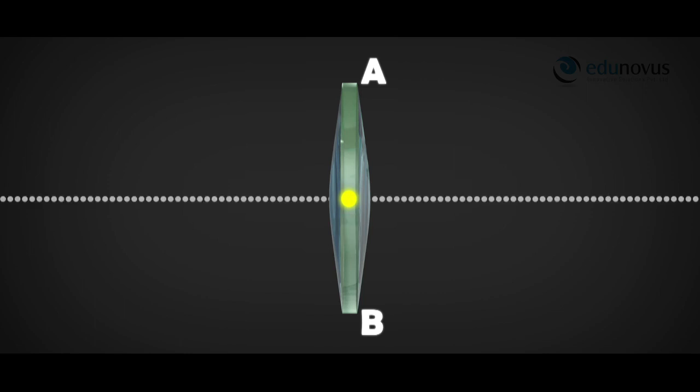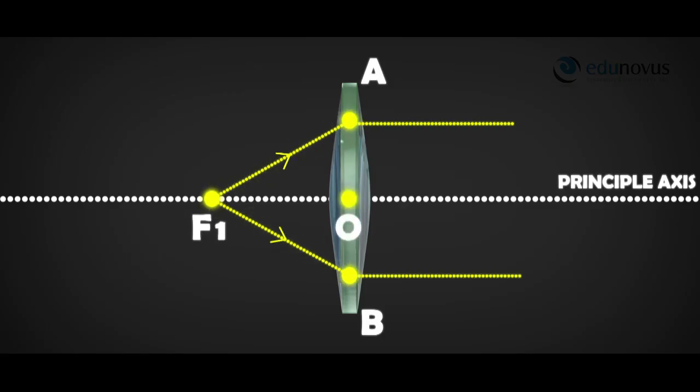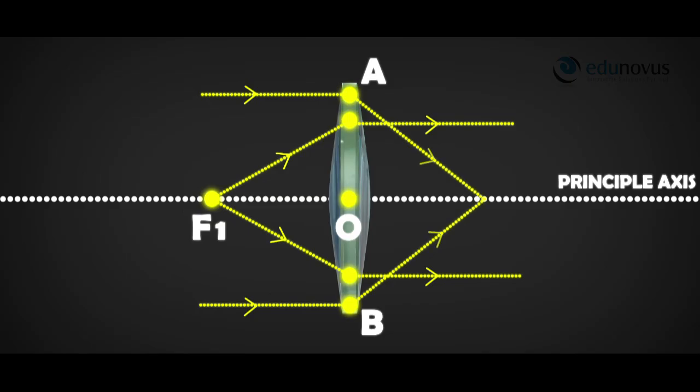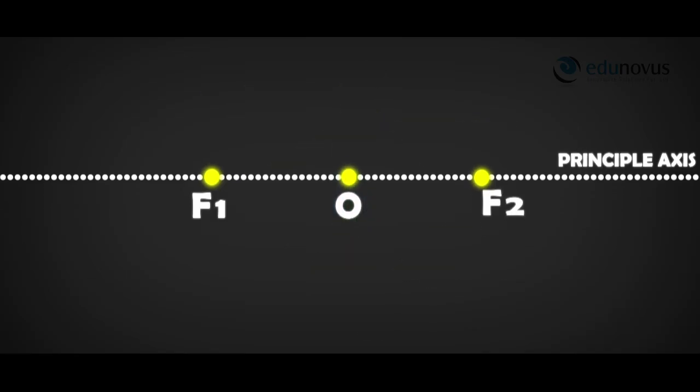First principal focus is a point on the principal axis of the lens. When a ray diverging from it, after refracting from the lens, goes parallel to the principal axis. Here F1 is the first principal focus. Second principal focus is a point on the principal axis of the lens, where an incident ray parallel to the principal axis, after refraction from the lens, meets. Here F2 is the second principal focus.